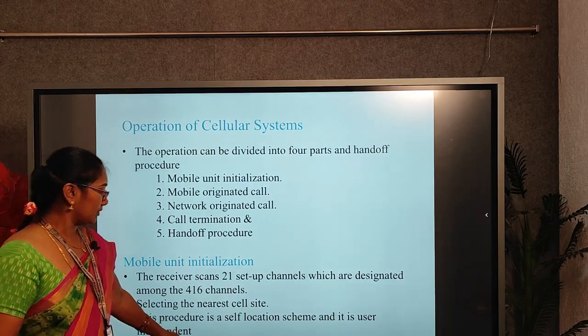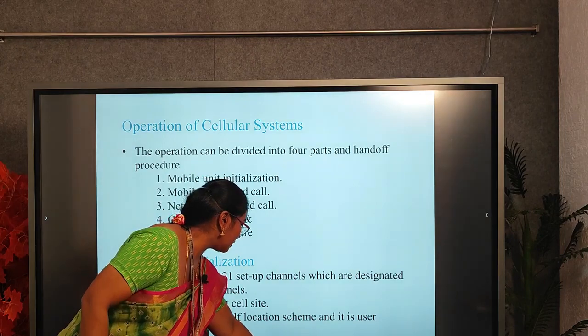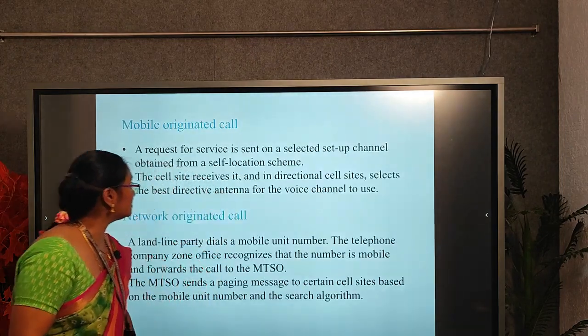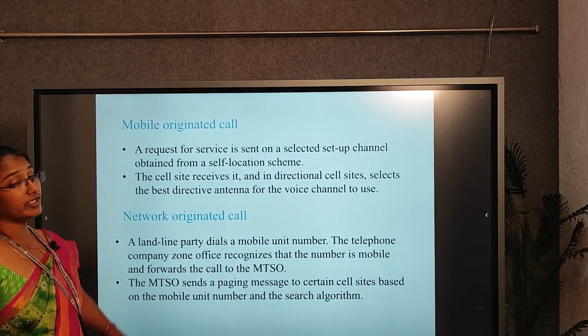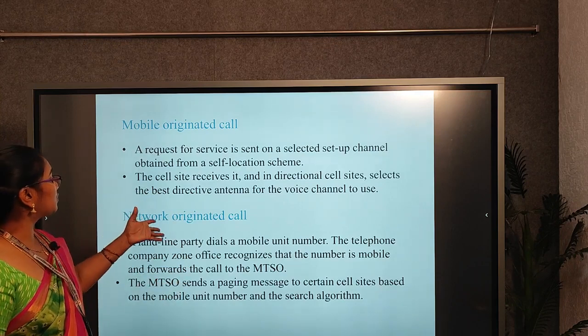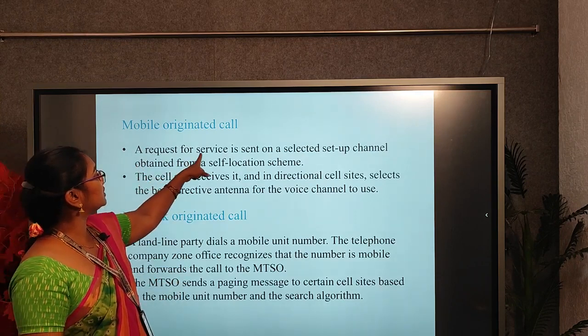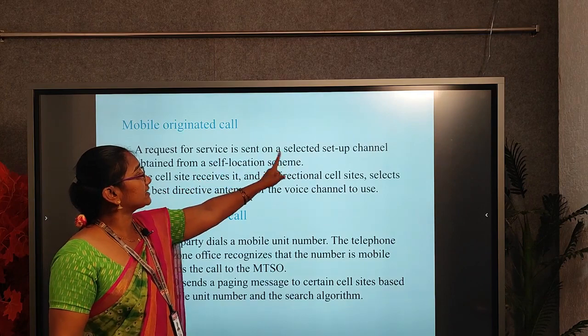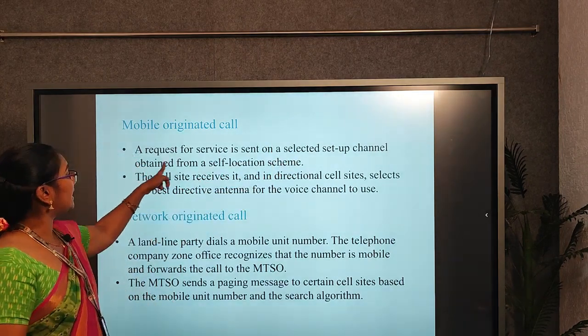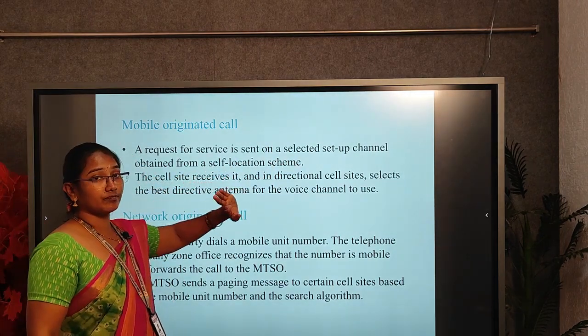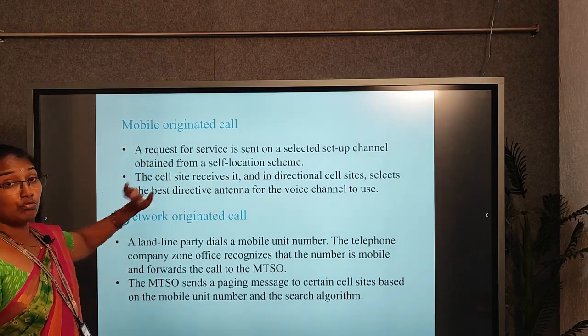It's not any dependent parameter, okay? Self-location scheme. Next, mobile oriented call, the second one. What is this mobile oriented call? A request for the service is sent on a selecting setup channel obtained from a self-location scheme, okay? It is started by the mobile unit.